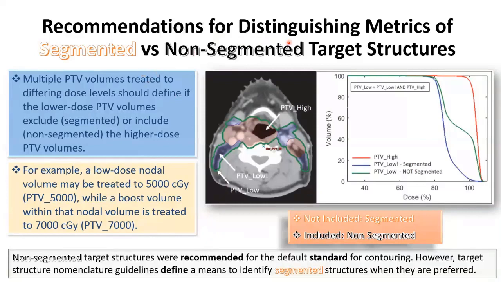So, recommendation for distinguishing metrics of segmented versus non-segmented target structures. So someone may ask, what's segmented and what's not segmented? I will explain both sides. So, multiple PTV volumes.